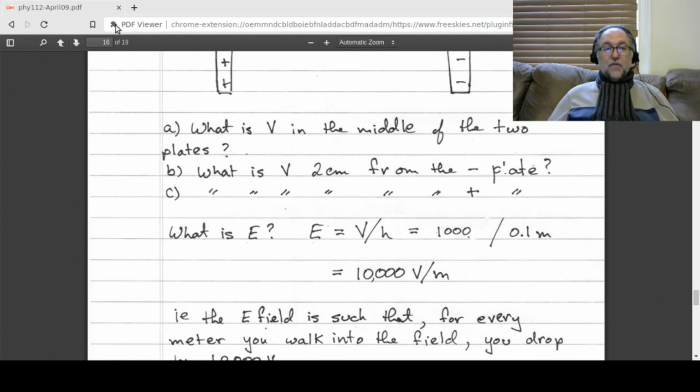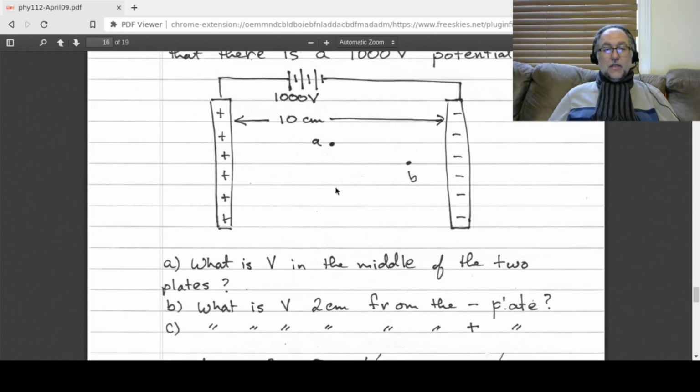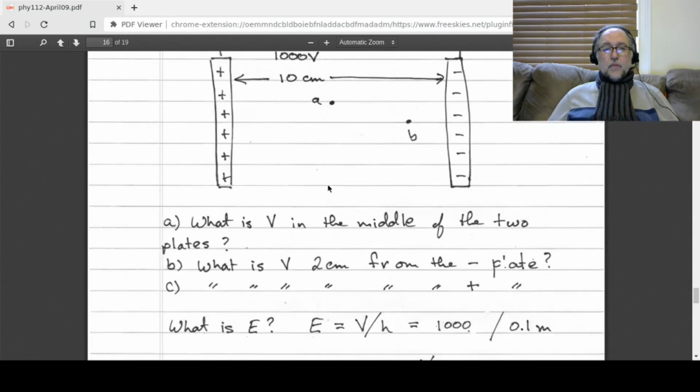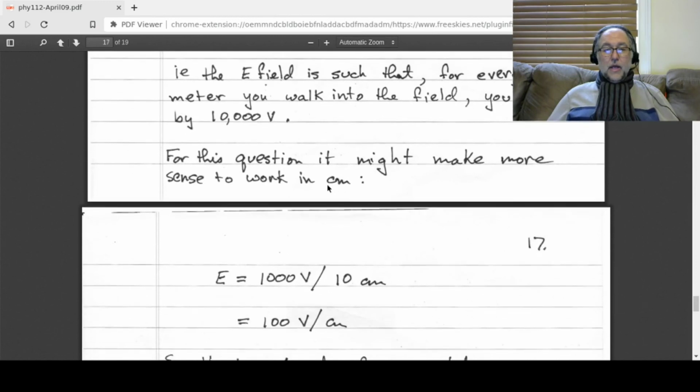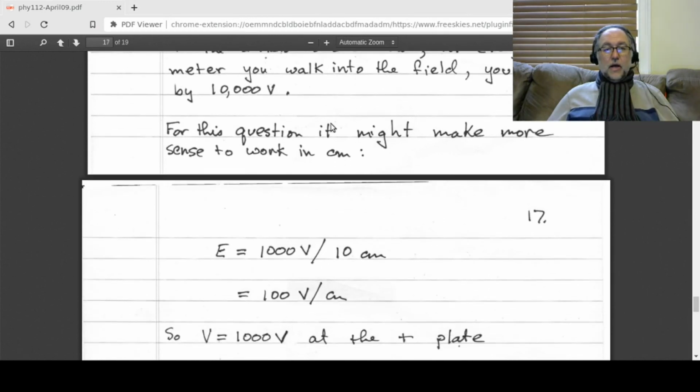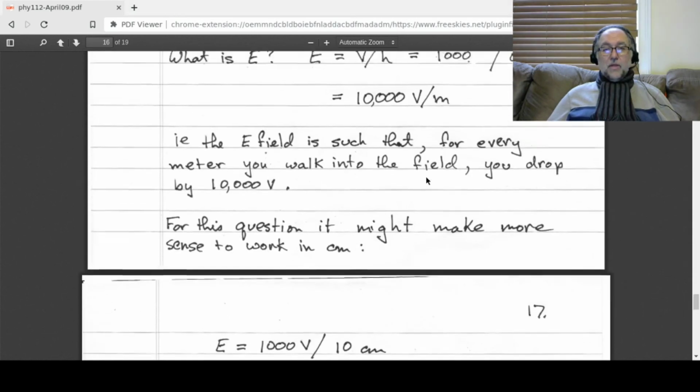That's the electric field in here, and it's constant throughout. It's always 10,000 volts per meter. Now the question was, what is the voltage at various points? To answer that and make it more intuitive, rather than doing it in MKS units, I decided to express the electric field per centimeter. Using centimeters, E is going to be 1,000 volts for 10 centimeters, so that's 100 volts per centimeter. The way to think about this is over here.